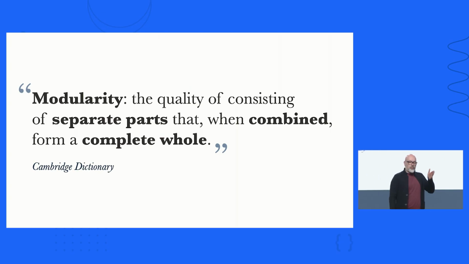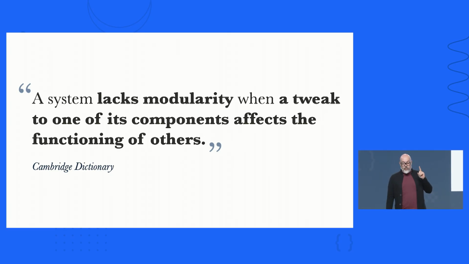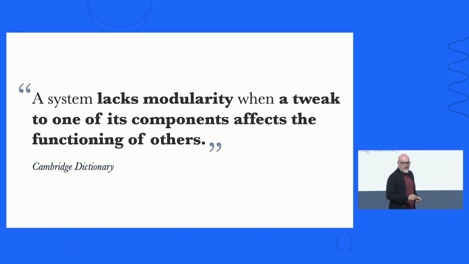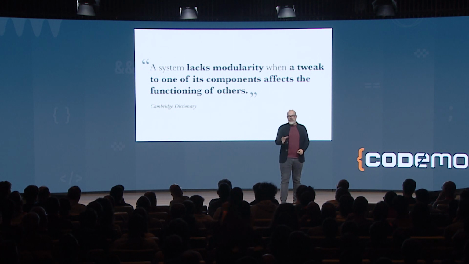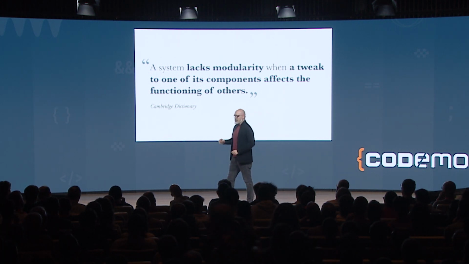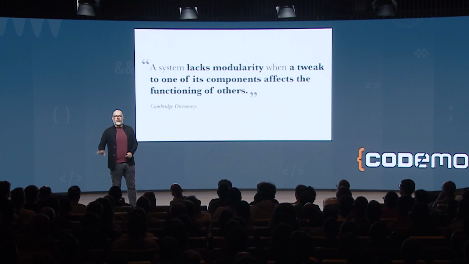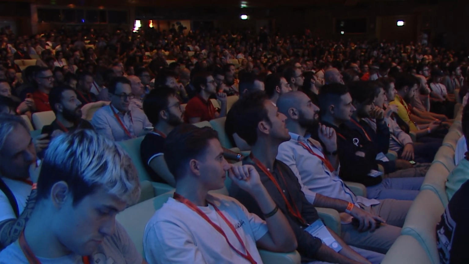Okay, so let's start with what is modularity, right? Modularity is the quality of consisting of separate parts that, when combined, create a complete whole. But a system lacks modularity when a tweak of one of its components affects the functioning of others. Sounds familiar? Anyone? I think if you have written some lines of code, probably you know what I'm talking about. And bear in mind, the source is nothing related to tech. This is the Cambridge Dictionary, so it's applicable to any single field in our life.